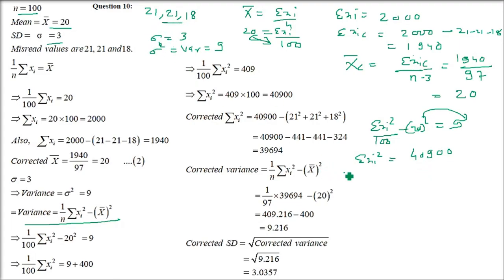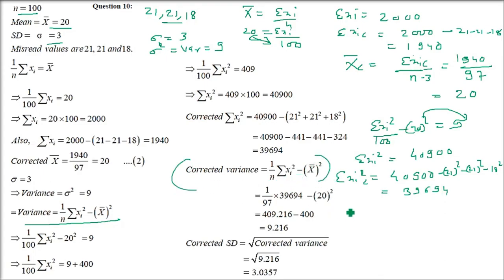Now these 3 numbers we have to subtract. So now I am trying to find the corrected one. Corrected is 40900. Now you subtract 21 square, then 21 square, then 18 square. You have to subtract the squares of these 3 values. So what do you get from here? You are going to get 39694. So this is the corrected sum of squares of values, 39694.